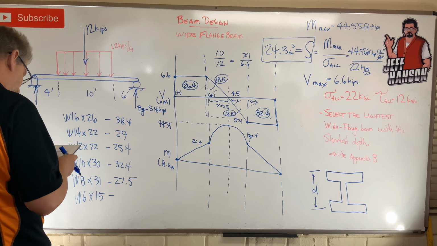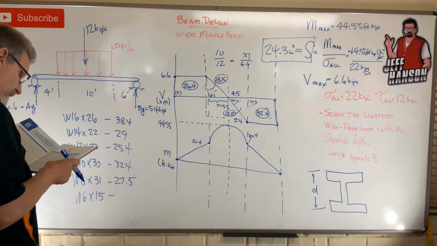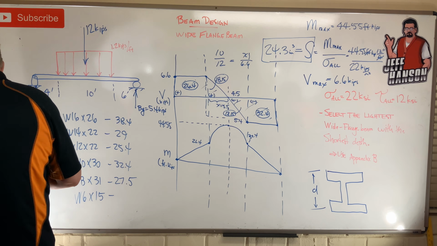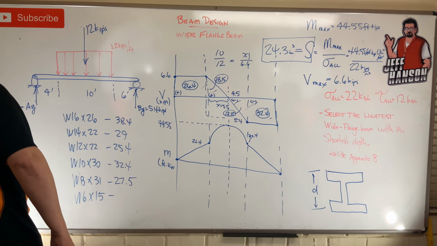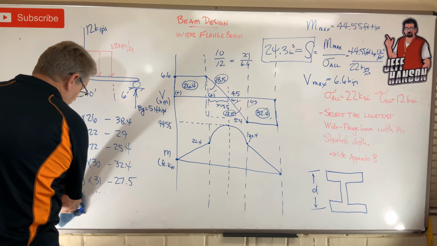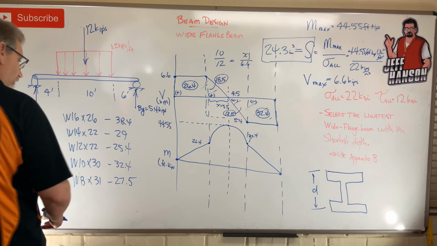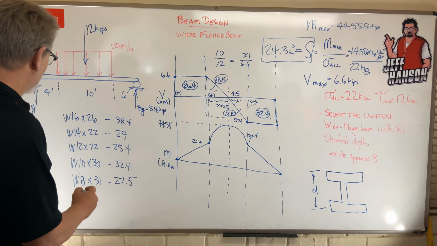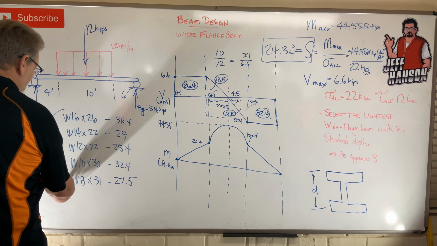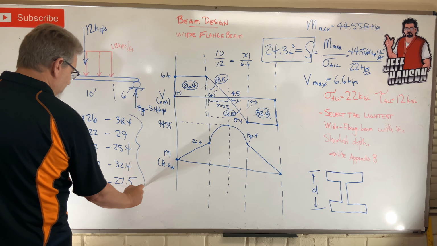Nope, I'm on the wrong column. No, that one won't work. That one will not work. Okay, sorry, I was on the wrong column. I thought that was going to be okay. That's way too little. Okay, so these from Appendix B are my choices.